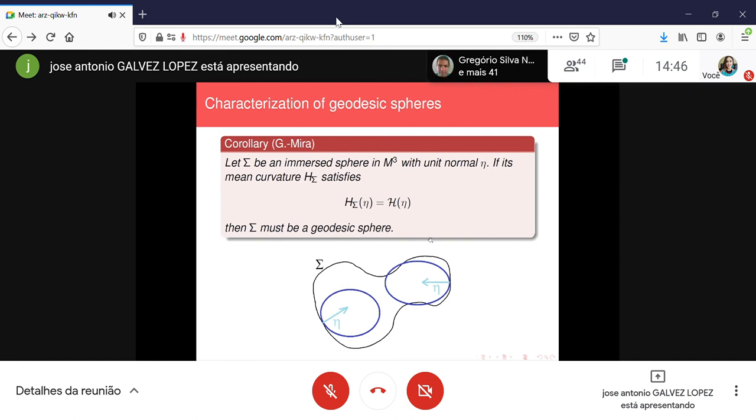This is the consequence. Observe that, in fact, this is the classical Hopf theorem, when we consider as ambient space the Euclidean three space, and the class of geodesic spheres are round spheres of a certain constant radius along the manifold.